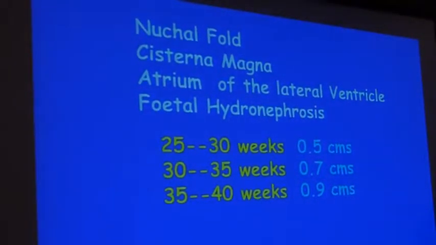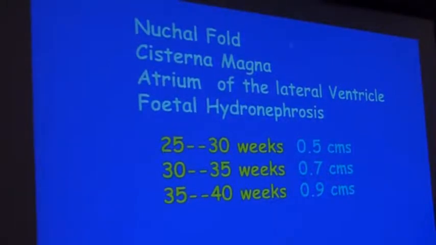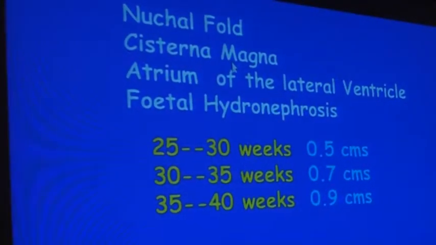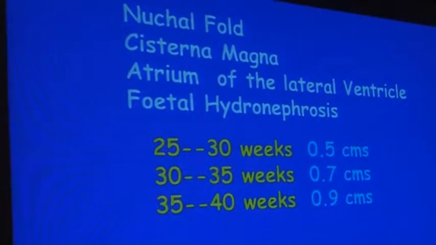So what I came to the conclusion was, nuchal fold, cisterna magna, atrium of the left ventricle and fetal hydronephrosis all plug together. Between 25 to 30 weeks, the upper limit is 0.5. Anything beyond that is dilated. 30 to 35 weeks, 0.7. So 5, 7, 9 are the upper limits of all these during that stage of 25 to 30, 30 to 35 and 35 to 40.